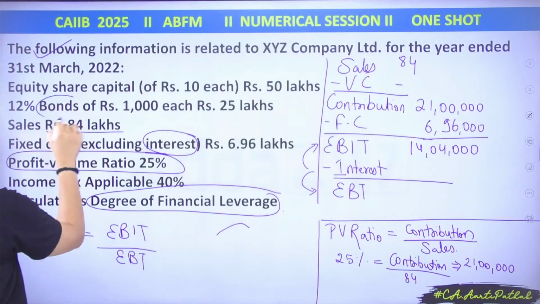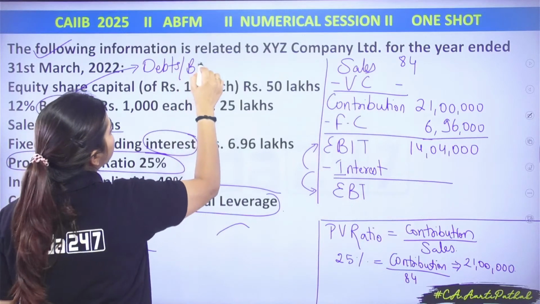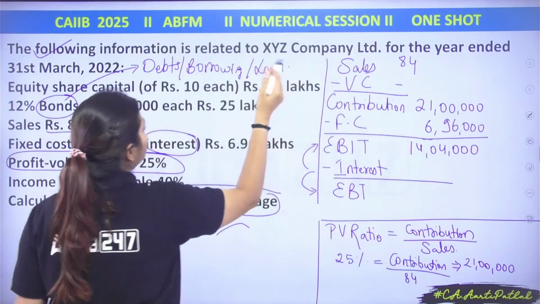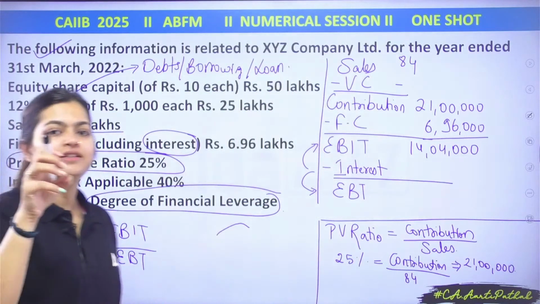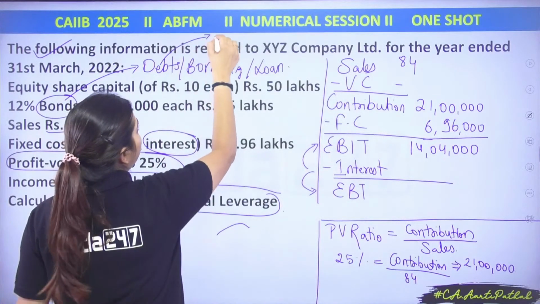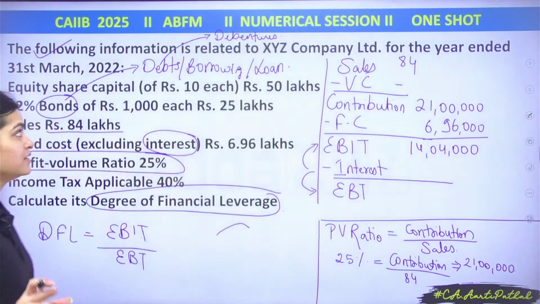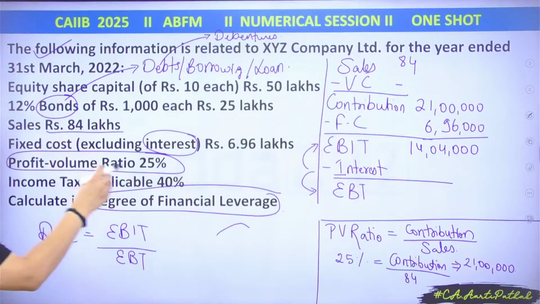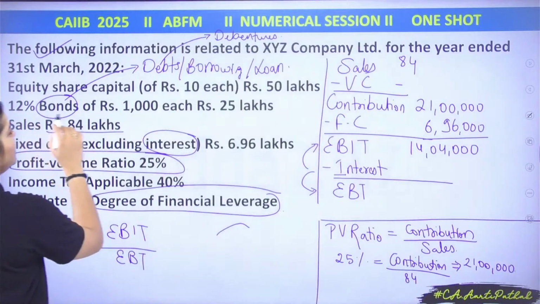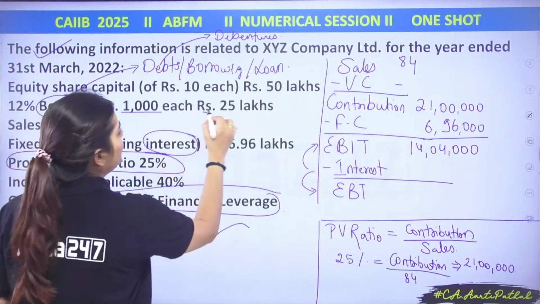See, bonds, debts, borrowing, loan, all these will tell you that you have taken the debt. Okay? Any term they can use here. And one more term they can use here, that is debentures. If you see any of this, like loan, borrowing, debentures, that is your loan part, that is your borrowing part. Okay? So here you can take this 12% bonds of 1,000 each for 25 lakhs.